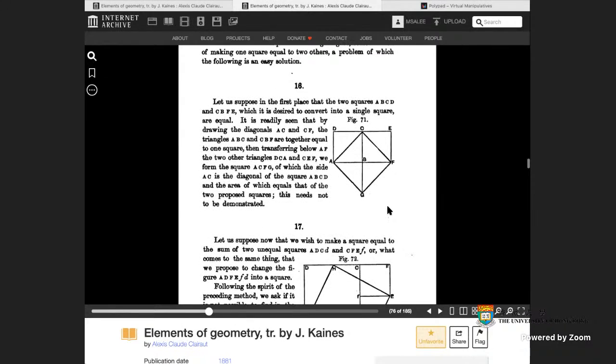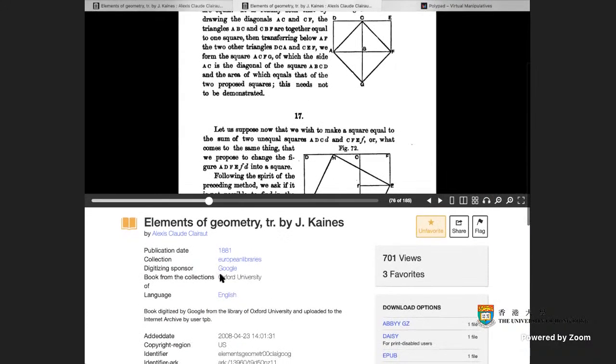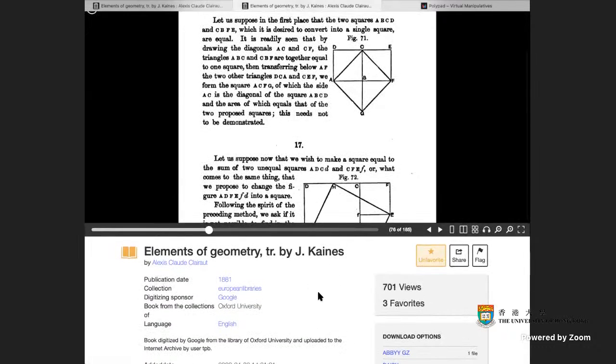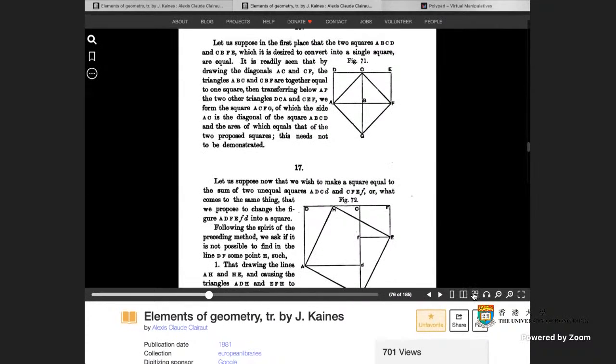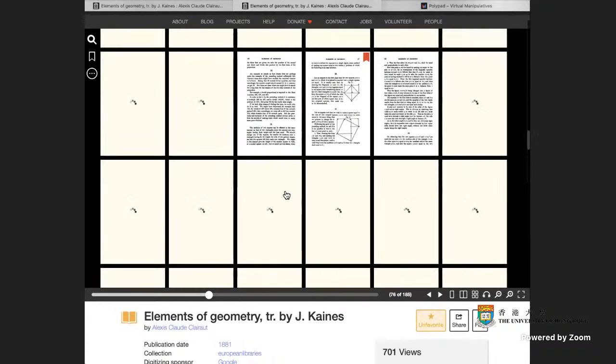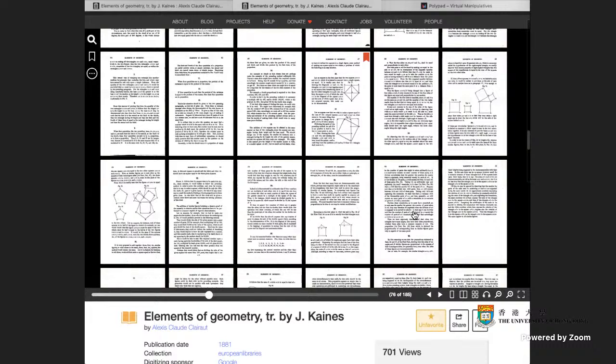So you can see on this page, this is a book in the Internet Archive, written by the mathematician Clairaut, and you can see that it is a book from the 18th century, 1740 something, but this one is an English translation, so it was published later. But the original book was published more than 200 years ago. And now you can find it in the Internet Archive, and you can go to any pages.